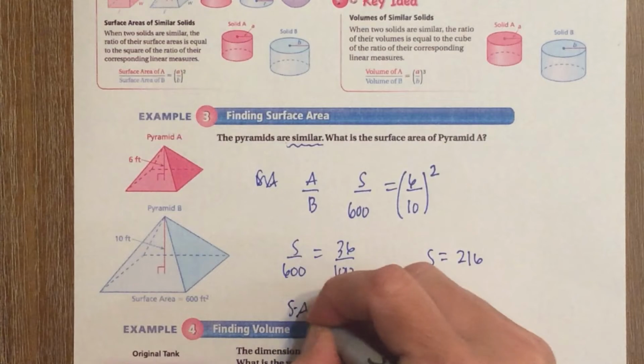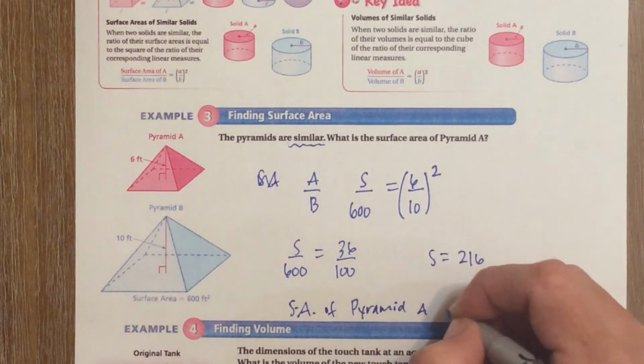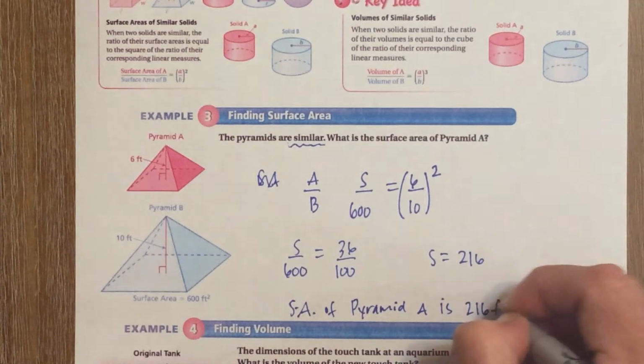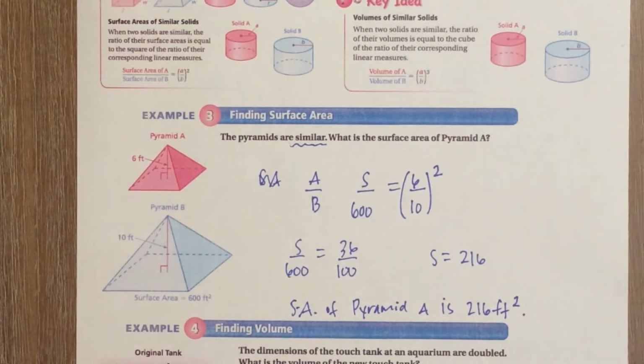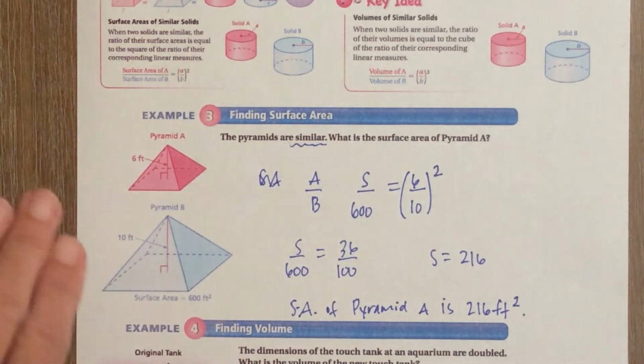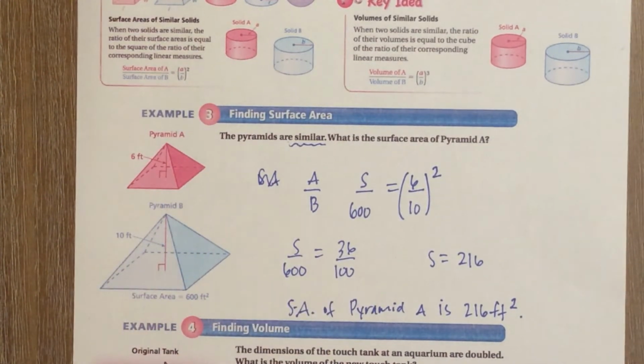So the surface area of pyramid A is 216 feet squared. All right, so you square the dimensions. Why? Because it's area, okay? Think about it. The surface area is already squared, so we need to square the dimensions to keep it proportional.